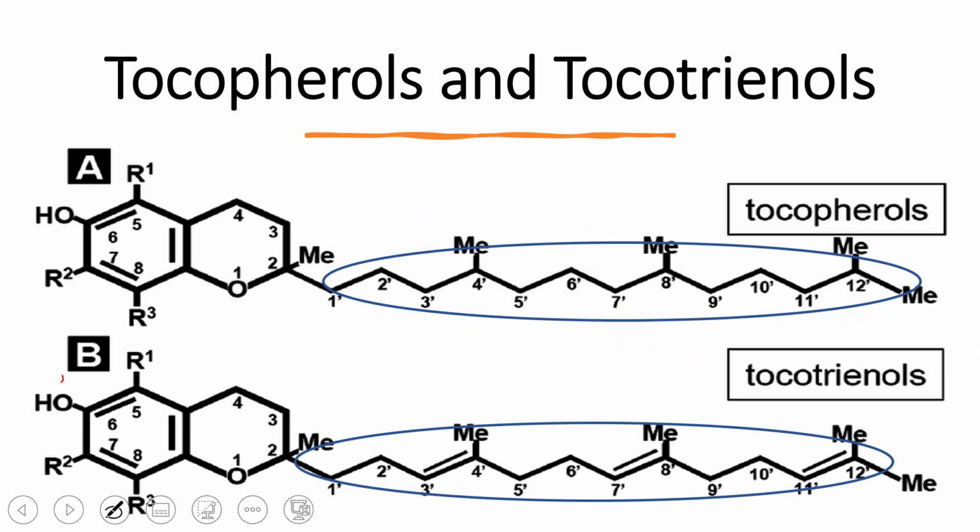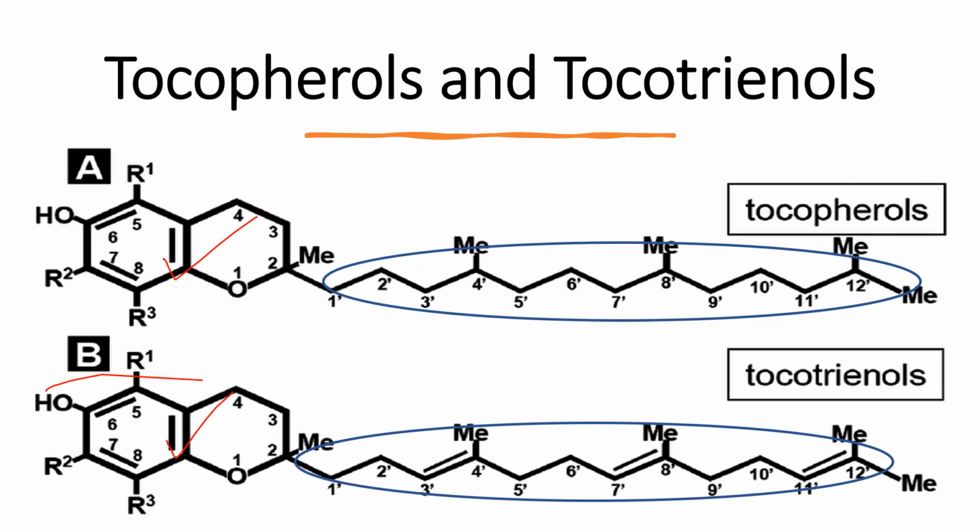If you see here, this is the basic structure of tocopherol and tocotrienols. Roughly everything is the same: this is the chroman ring, which is present in tocopherols as well as tocotrienols. What is the meaning of R1, R2, R3? That I am going to talk about.